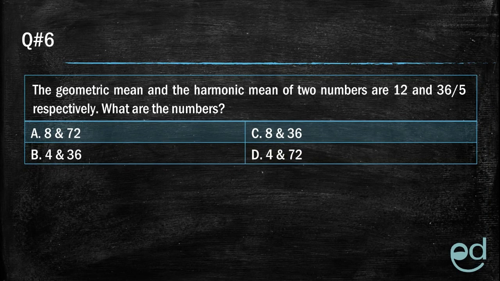Question number 6. The geometric mean and the harmonic mean of two numbers are 12 and 36 over 5 respectively. What are the numbers? A. 8 and 72, B. 4 and 36, C. 8 and 36, or D. 4 and 72. Your timer starts now.